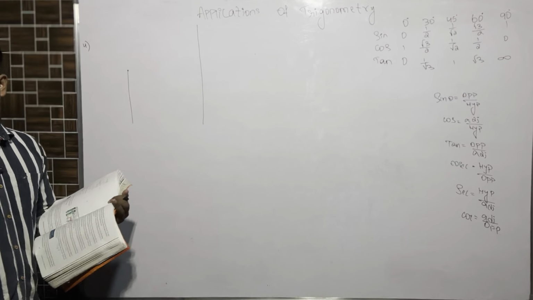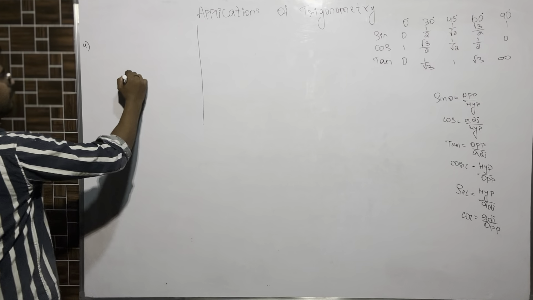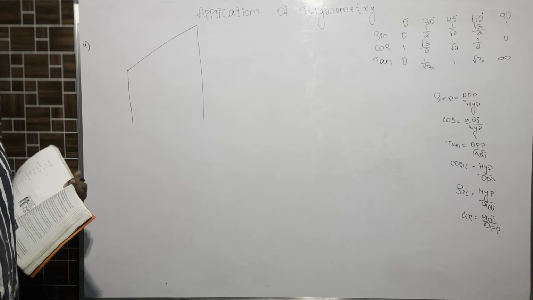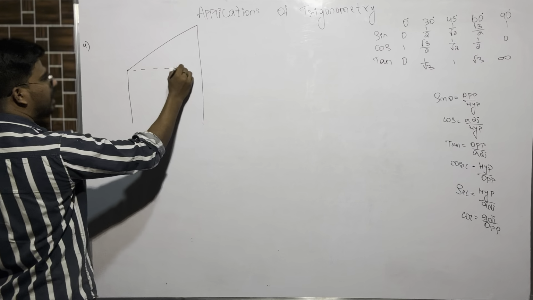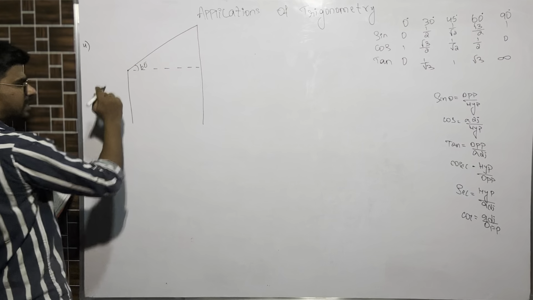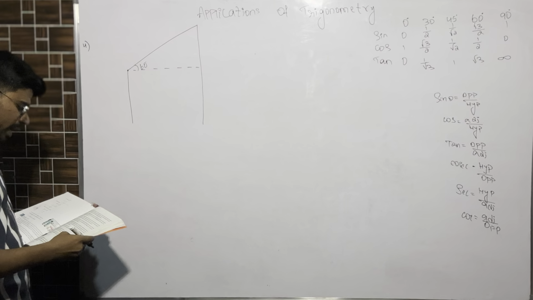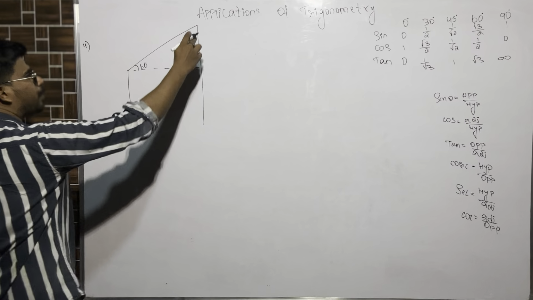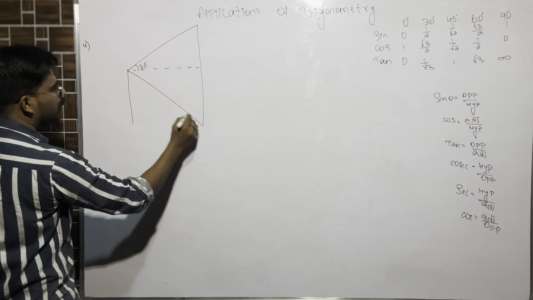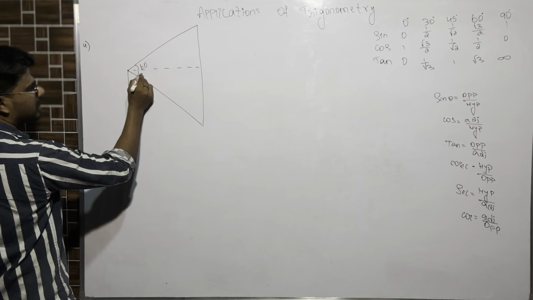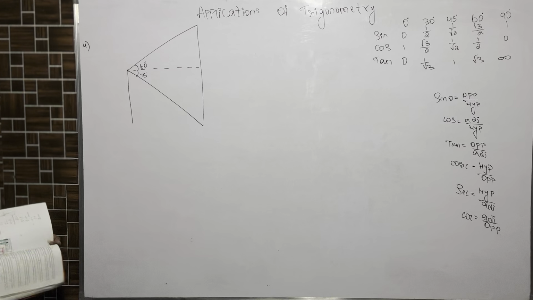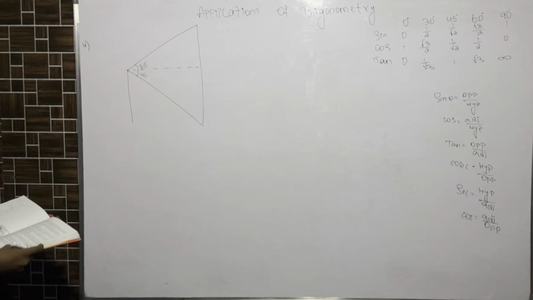Right. How much is the angle? 60 degrees. From the top of the building, the angle of elevation to the top of the tower is 60. From this point, we draw a line, this is the line of sight to the top of the tower, and this angle is 60 degrees. And from the same point, we are looking at the foot of the tower. The angle of depression, this angle, is 45 degrees.